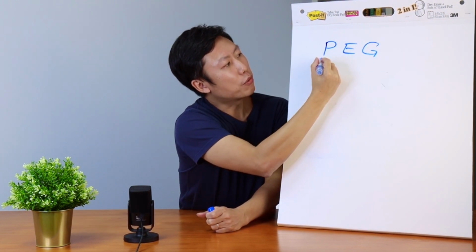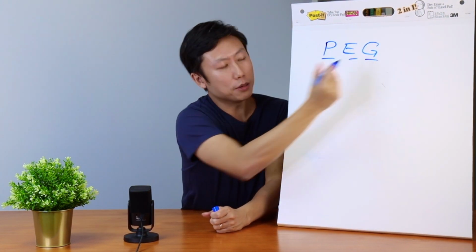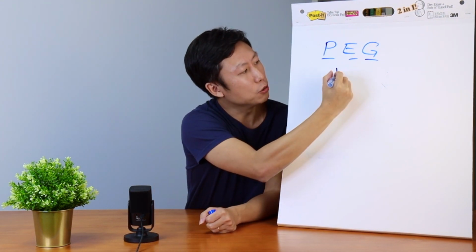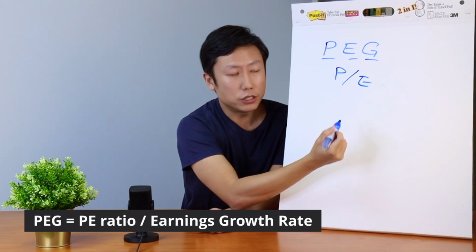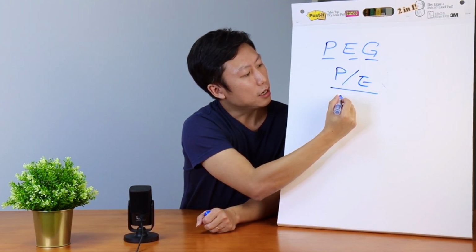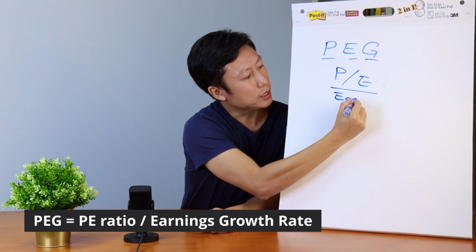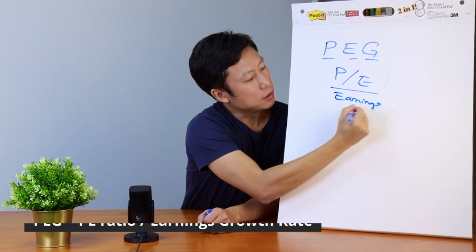It stands for price earnings ratio divided by its growth rate. So the formula looks something like this. We already covered the PE ratio as the first ratio. You just take the PE ratio and divide by the earnings growth rate. Okay, earnings growth rate, right?